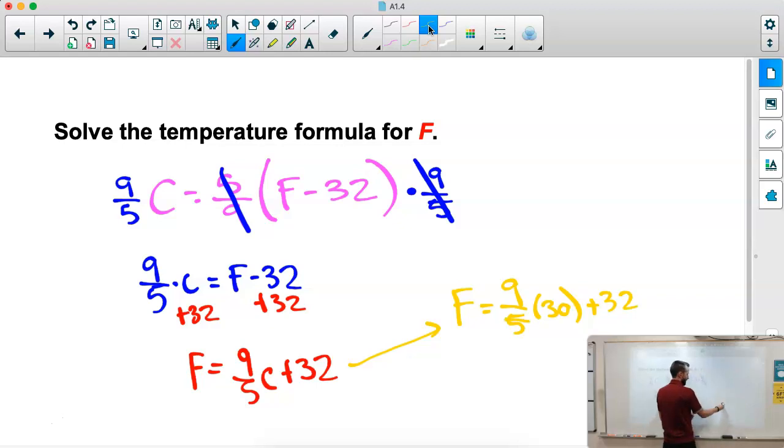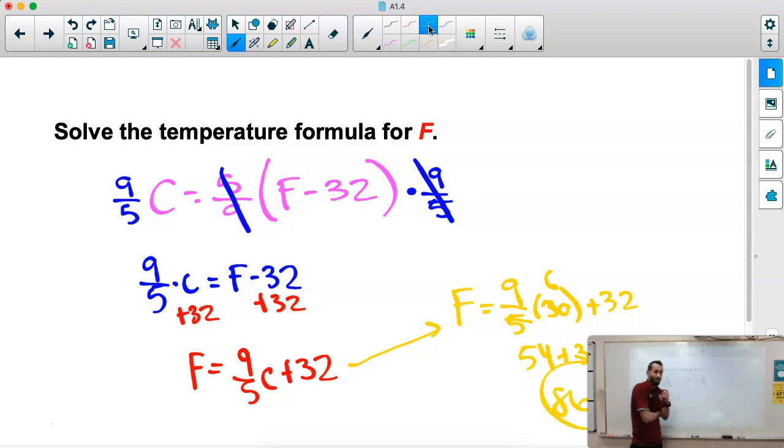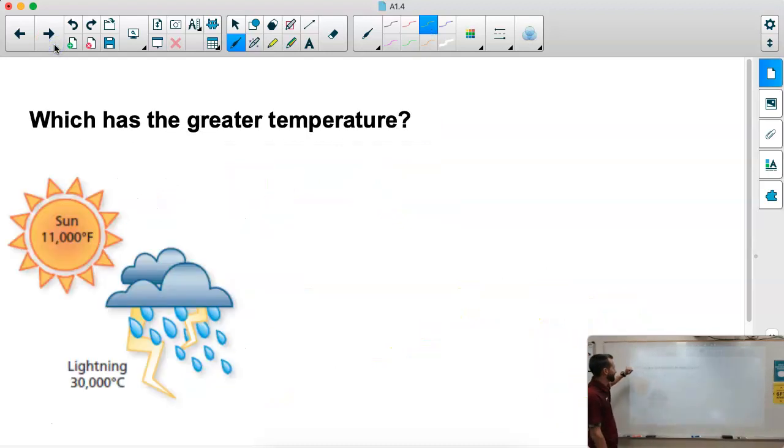These are going to cancel out, and you're going to get 6. 9 times 6 is 54 plus 32. That's 86 degrees. You heard 30, so you're like, parka, thermal underwear, beanie, snow boots, and then you walk outside and it's 86 degrees and you're dripping sweat, right? Bad. So this is where this would come in handy for you.